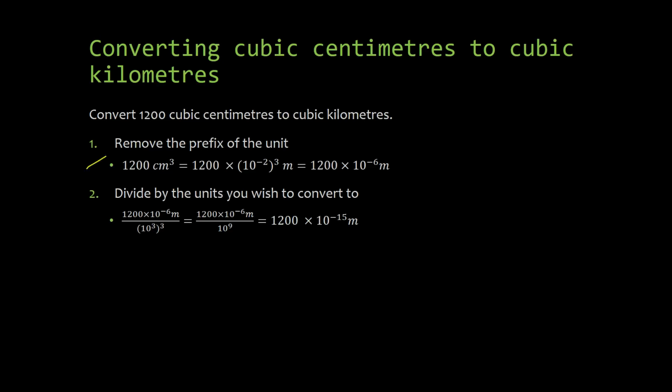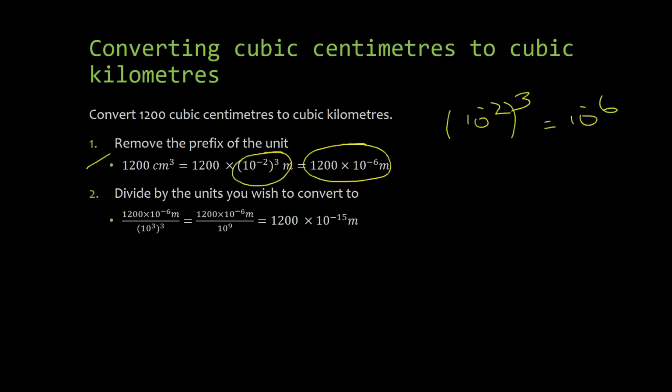Since we understand what's going on here so far, let's be a little bit quick about the conversion. First off, we remove the prefix. So, centi, which is 10 to the power of minus 2, since we are dealing with volume now, that is cubic, or in 3 dimensions, we raise that to the third power, and we get 10 to the power of minus 6. So that's how we get this 10 to the power of minus 2 raised to the third power, so that we can convert this to 1200 by 10 to the minus 6.